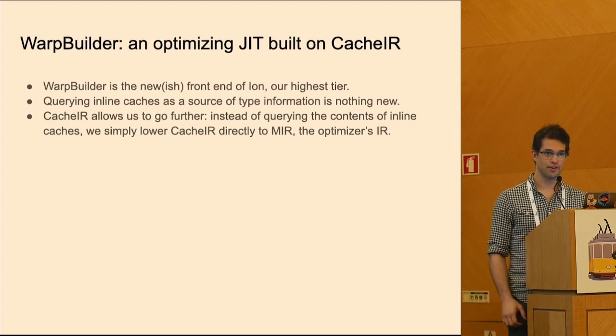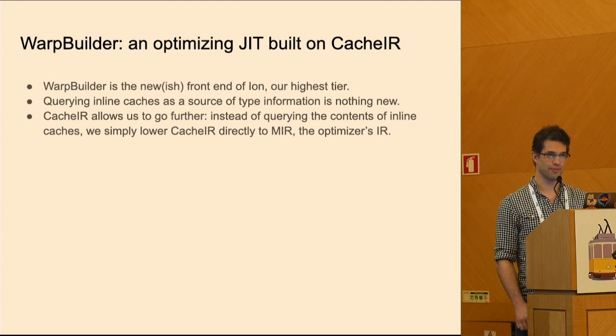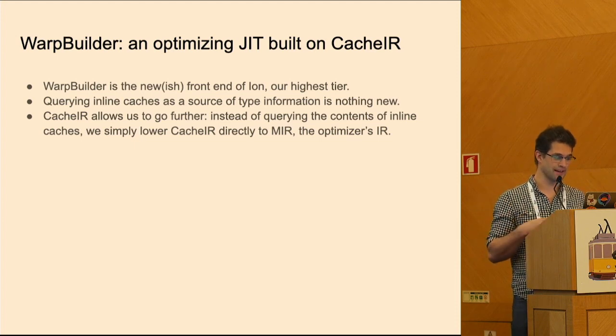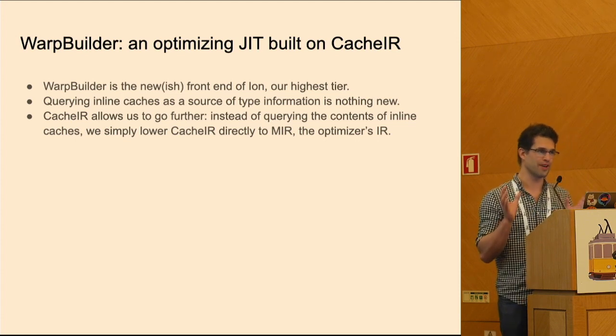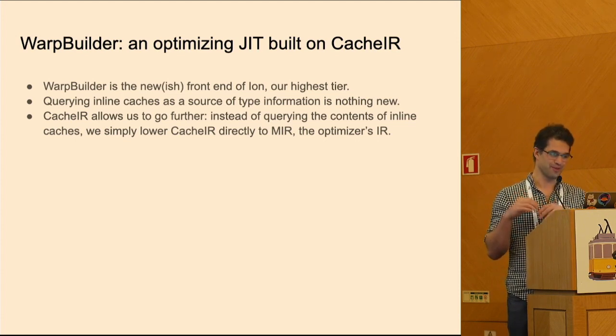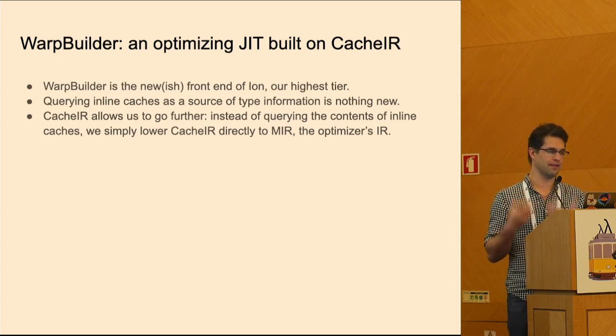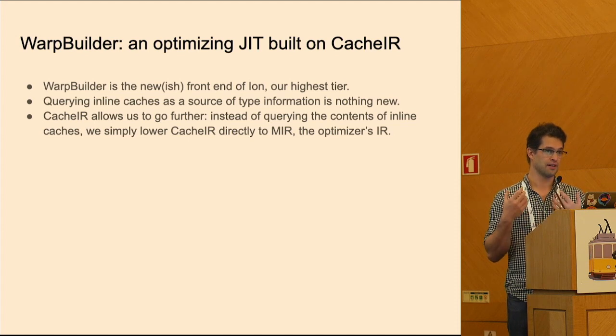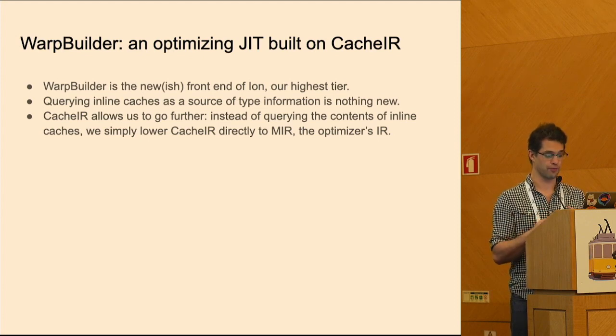Hi, so I'm going to talk a little bit about Warp Builder, which is the JIT that we built on top of CacheIR. After we'd used CacheIR to unify how we implement baseline ICs and Ion ICs, we turned our attention to our optimizing JIT, and the result was Warp Builder. It is the new-ish front end. We actually shipped it a few years ago, but we're just talking about it now, for Ion, which is our highest tier. While querying inline caches to get information for your optimizing compiler is nothing new, in this case, we really leaned into it. CacheIR allows us to treat the process of looking at what our ICs have done as a lowering step rather than as a querying step.